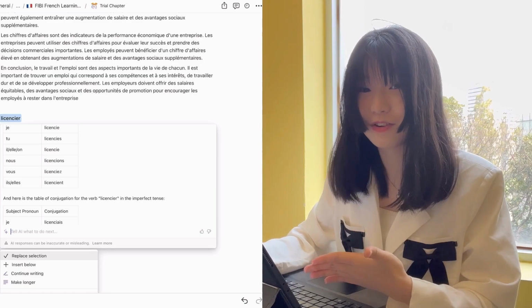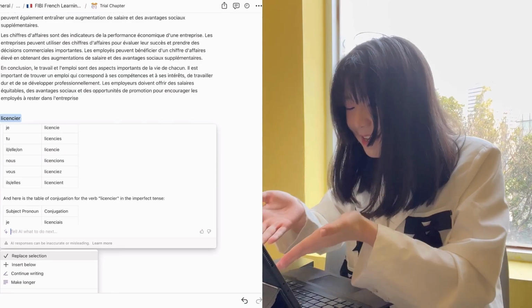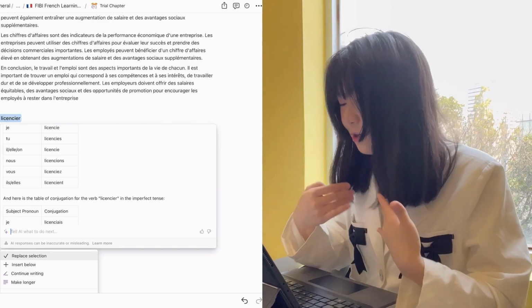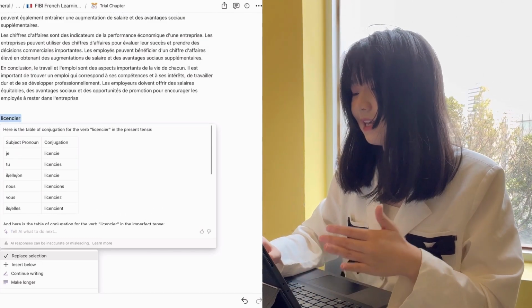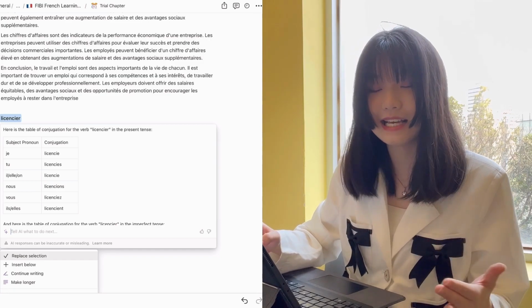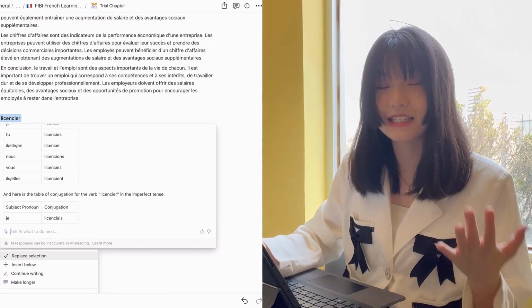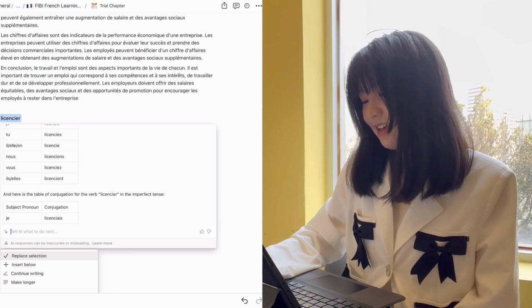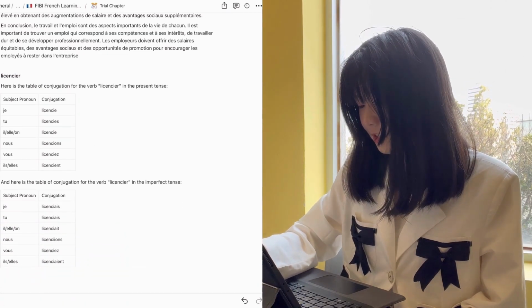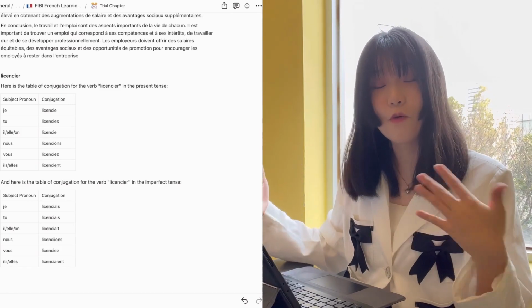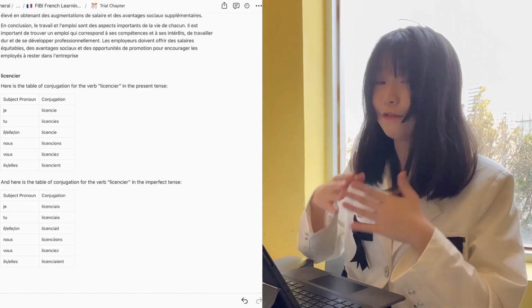It is really smart because this assistant knows that I'm learning imperfect tense. So apart from showing me the most basic present tense, it shows me the imperfect tense. Great. Insert below. So here I get a more thorough explanation for this vocabulary.